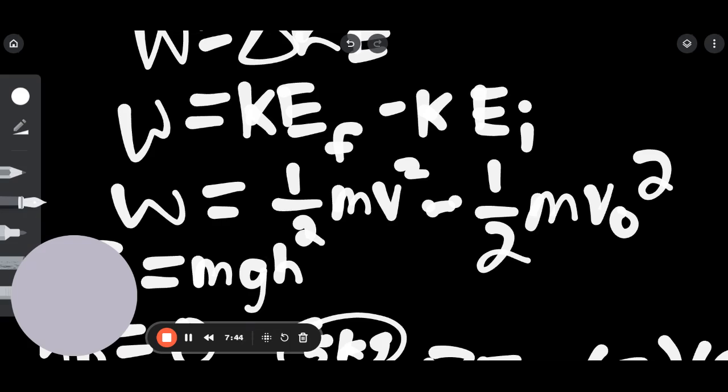This means that if you apply a force to an object and it moves, you're doing work, and the work results in a change in the object's kinetic energy. Let's see this in action with a quick example.